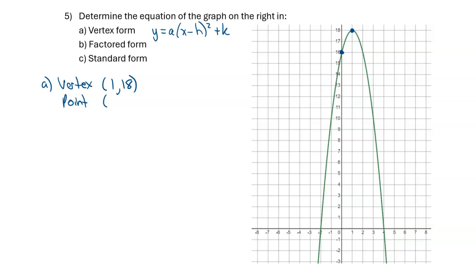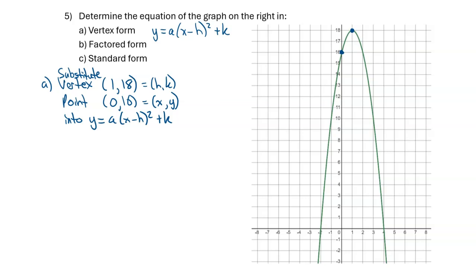And so the vertex is at 1, 18. The point that I'm using is 0, 16. That's the y-intercept, as I noted. So I'm letting the point be the x and y values, and the vertex values are h and k. I'm going to substitute all these values into the general form of vertex form. And when I do that, I'm going to get 16, because that's the y value, equal to a. That's what I'm trying to solve. I don't know a. That's the whole trick here. I want to figure out what a is.